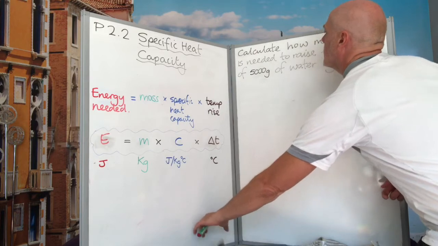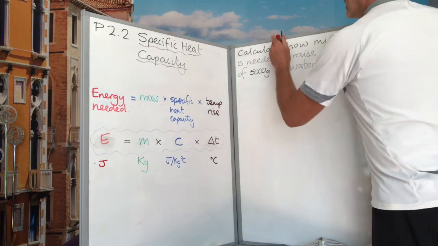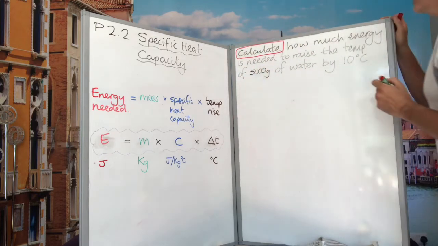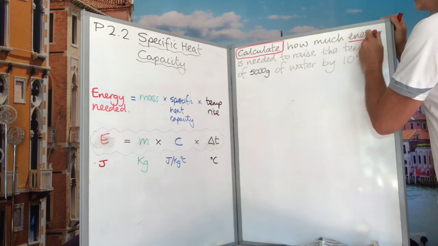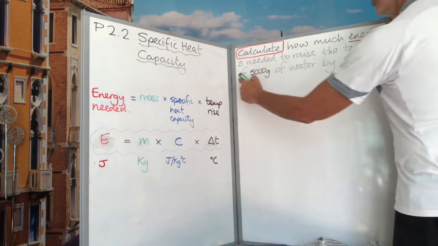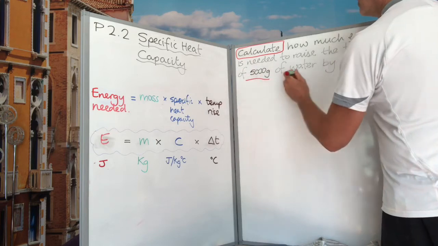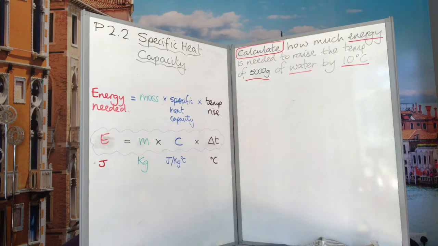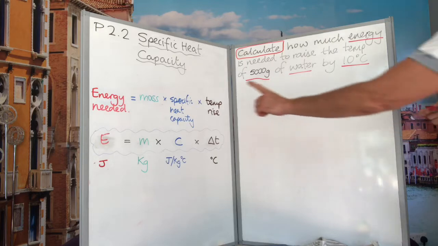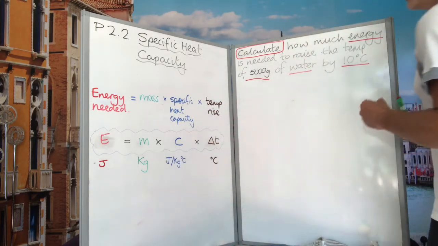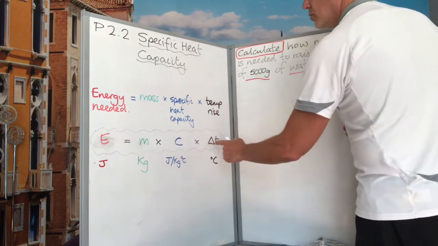So here we're being asked to calculate. Let's box the command word. We're going to calculate how much energy. So we need to find the energy that is needed to raise the temperature of 5,000 grams of water by 10 degrees Celsius. Okay, so we've been given some information. They also need to give you the value for specific heat capacity of water. So let's go through each of these and see what we've got.